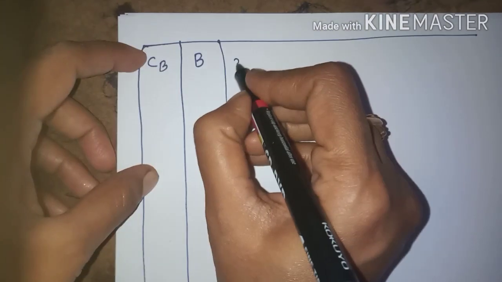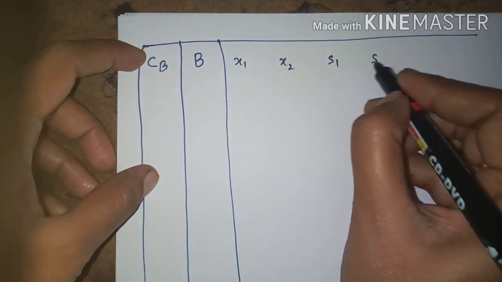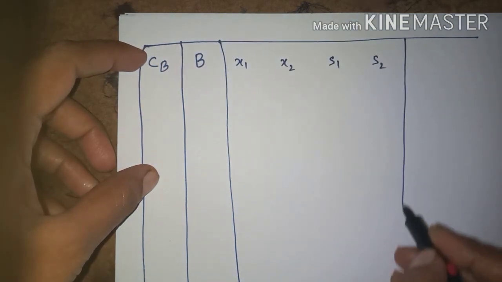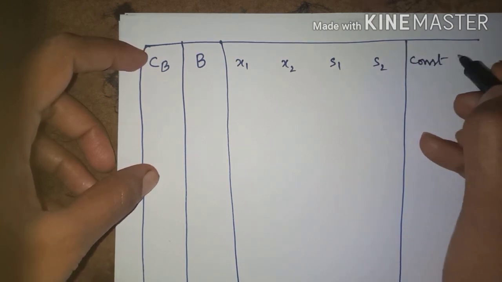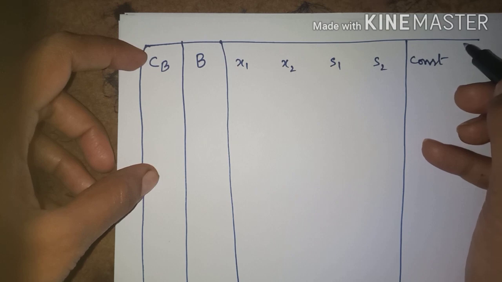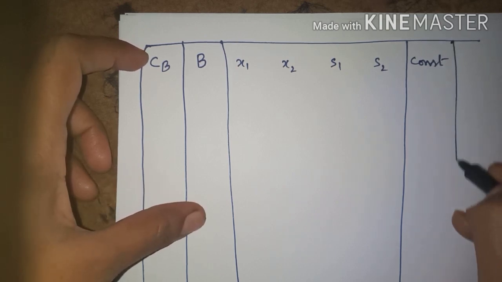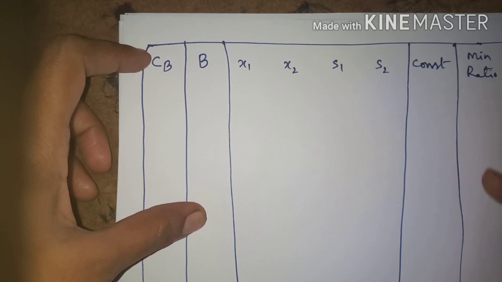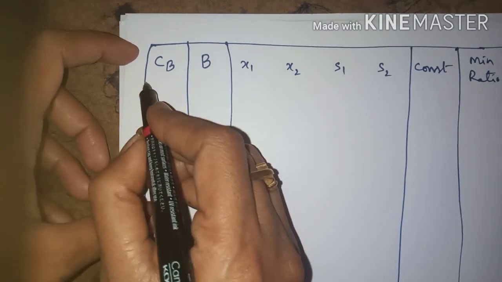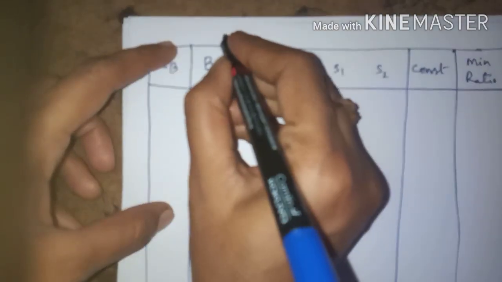That's why we will write x1, x2, s1, s2 and we will draw one more line, and this is for constant. Whatever the right side of the constraints, that constant we will write, and then the minimum ratio column in the end, last column. Now draw one more line like this. Now this is the table, and then next is CJ.